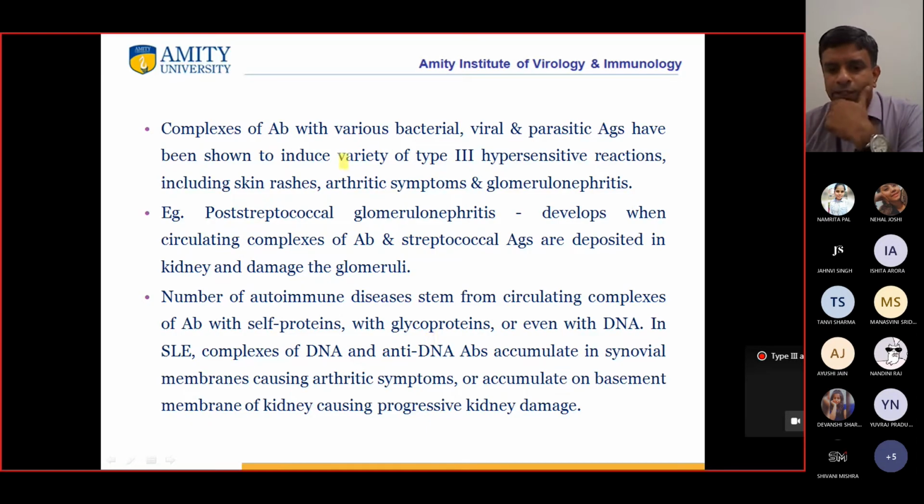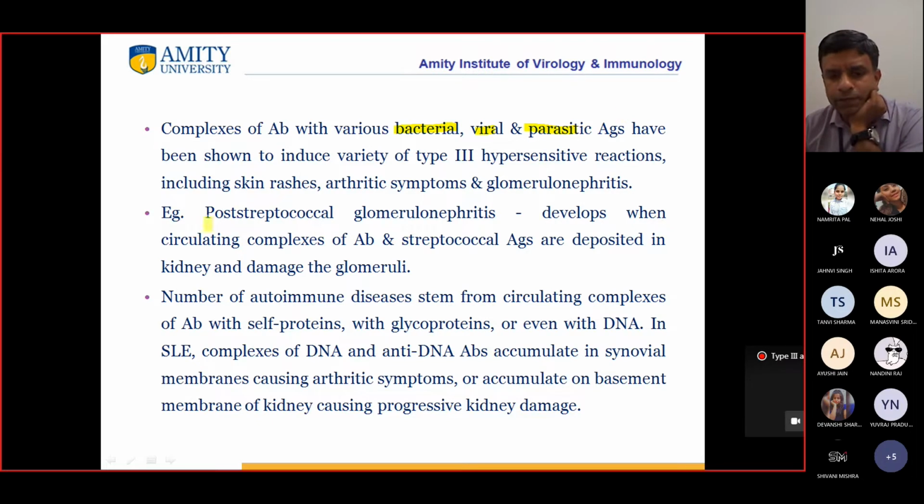This is the last slide and you can see what happens. Complexes of antibody with various bacterial, viral and parasitic antigens have been shown to induce a variety of type 3 hypersensitivity reactions, right? So some bacteria, some viruses, parasites, right? Obviously when bacteria, viruses or these parasites come into the body, antibodies will bind to them and that will lead to formation of immune complexes, right?